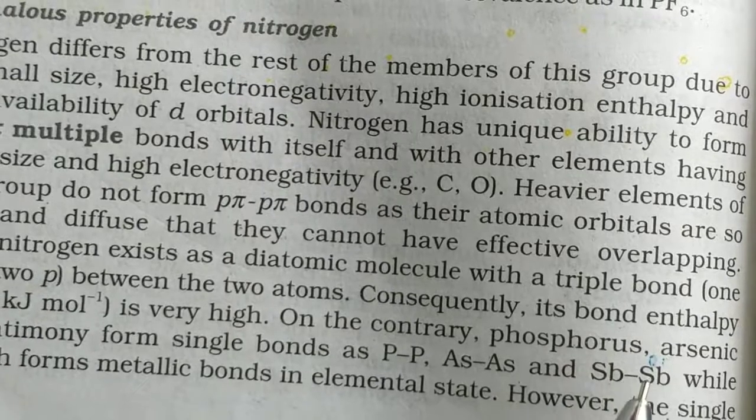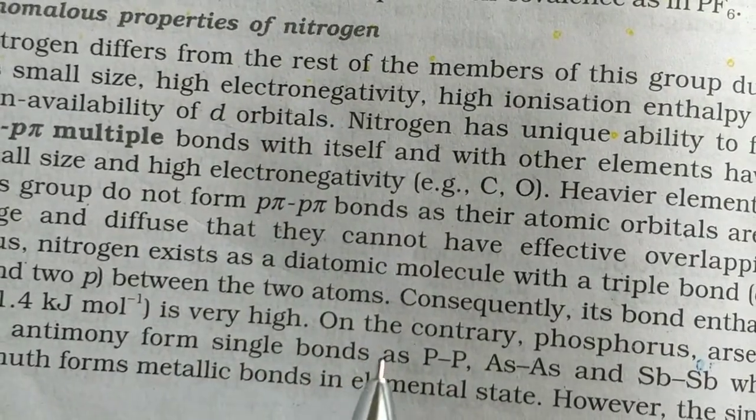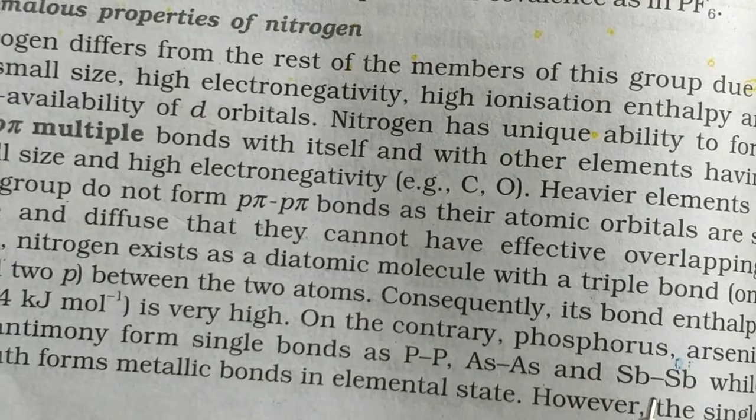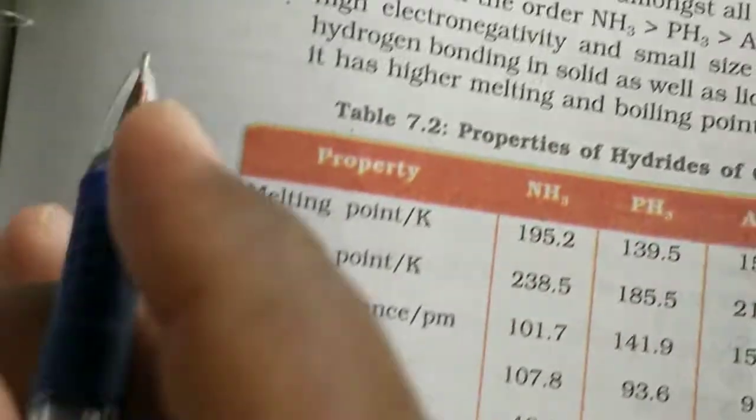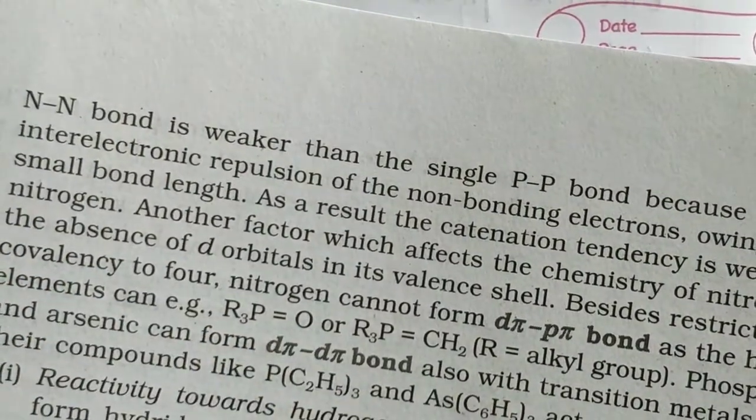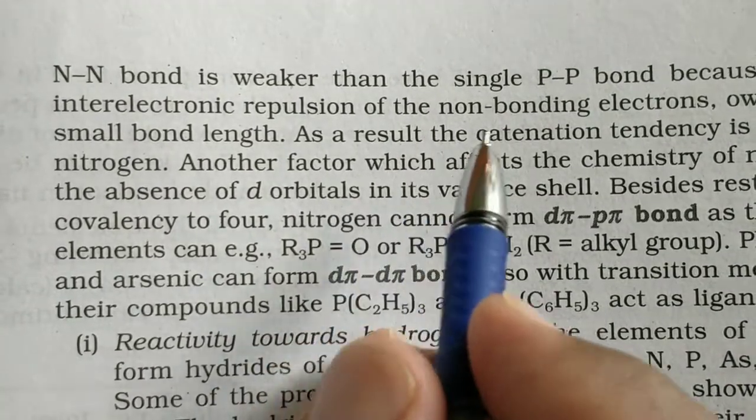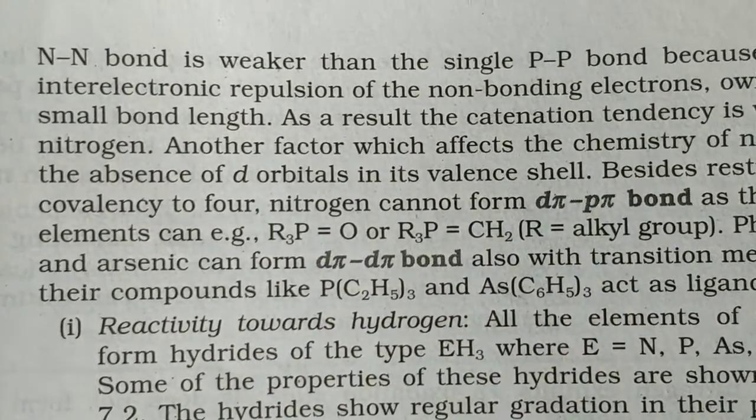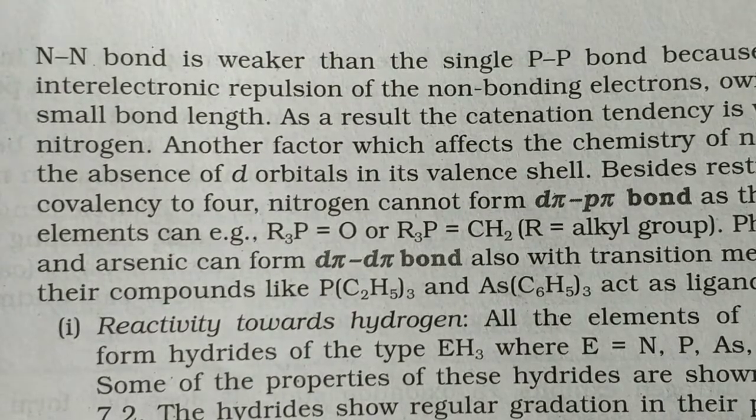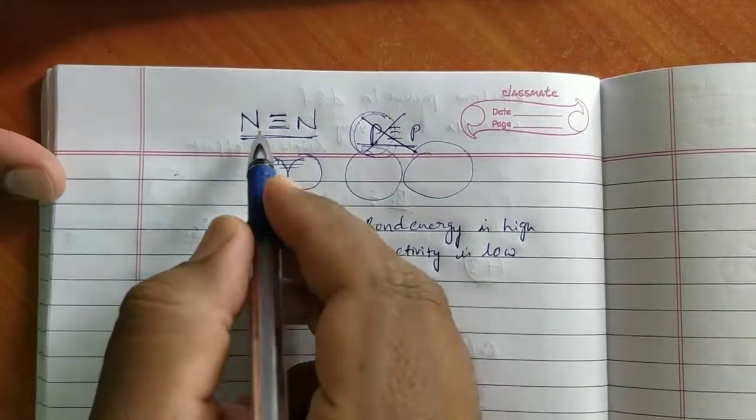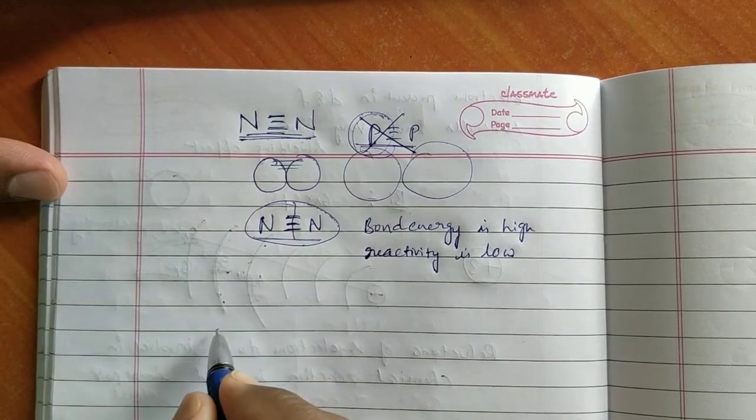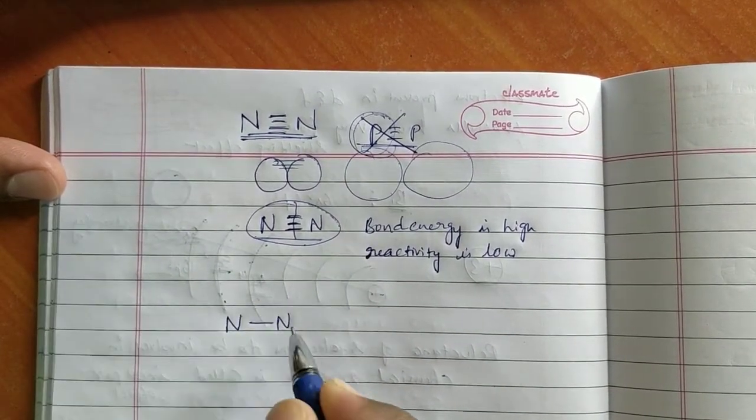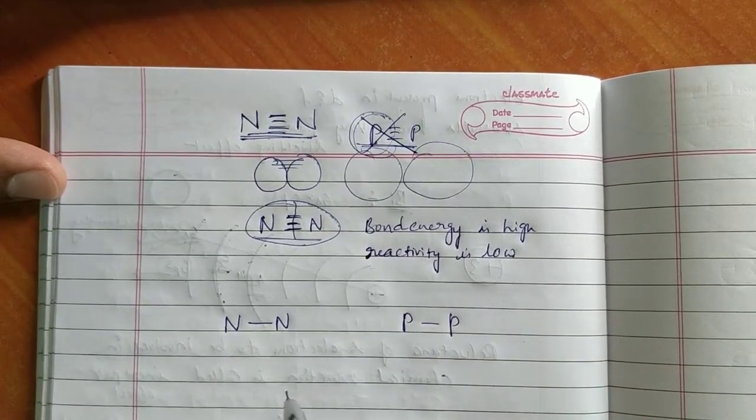On the contrary, phosphorus, arsenic and antimony form single bonds as P-P, As-As and Sb-Sb, while bismuth forms metallic bonds in the elemental state. However, the single bond in N-N is weaker than the single bond in P-P. This is about single bonds only. Previously I talked about the triple bond. The nitrogen triple bond is very strong, the bond energy is very high. But now I am going to talk about the nitrogen single bond only, N-N, and the phosphorus single bond, P-P.